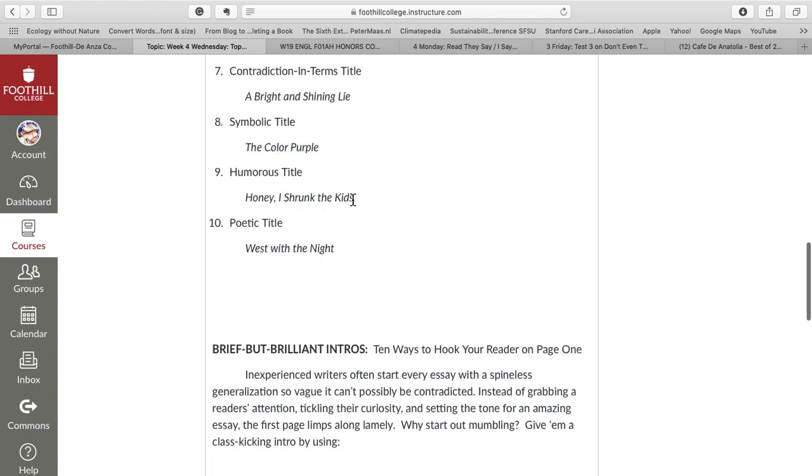Humorous title, you can tell the whole story from this. Another stupid Disney movie, but they make good examples. Honey, I Shrunk the Kids. Now you can write the script. West with the Night, which you would never know without a subtitle, was about the early days of aviation in Africa. So always add that subtitle.